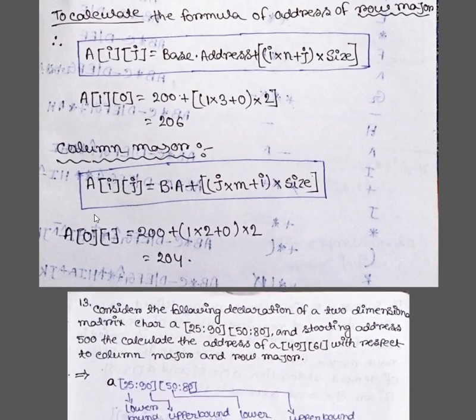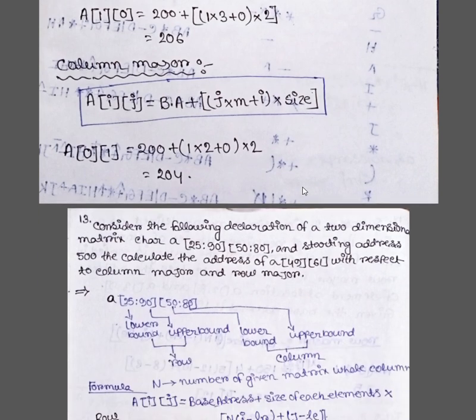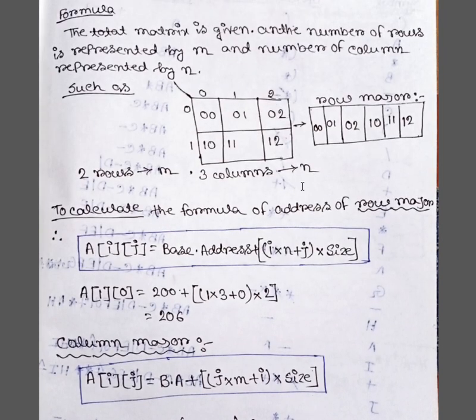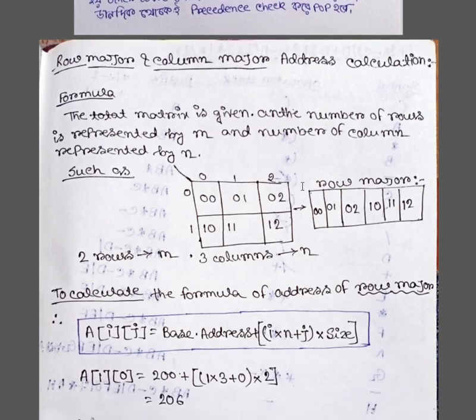And the column major formula is this: the base address plus j into m, that is the row number, plus i, into size. Wait a minute, we will be explaining this in very detail.